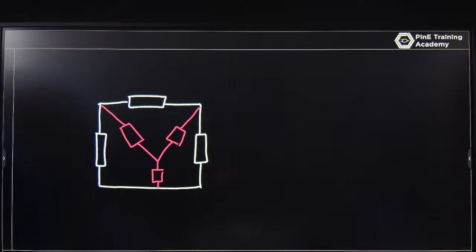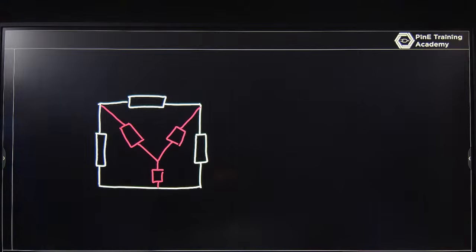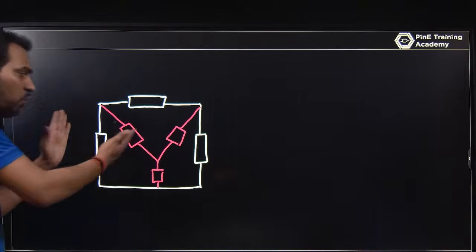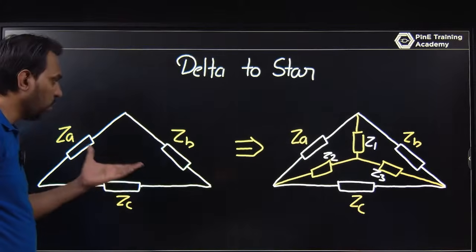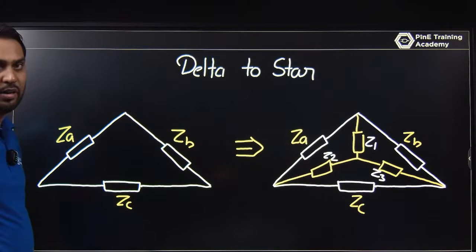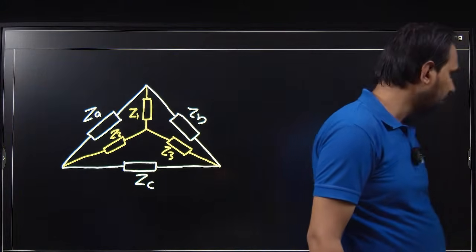Like this, it is ZA, ZB, ZC, it will be Z1, Z2, Z3. So firstly understand, if you have this type of circuit, if you have a previous one that is a delta type, you can convert it into a star. And what will be the value? Let's figure out what will be the value.